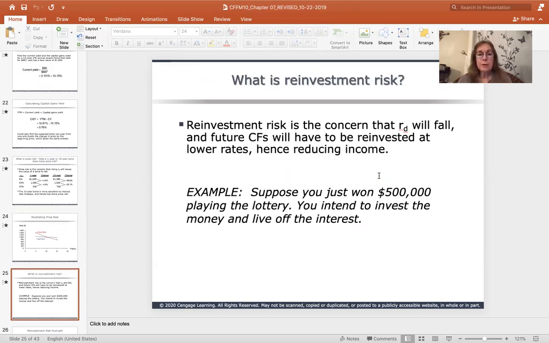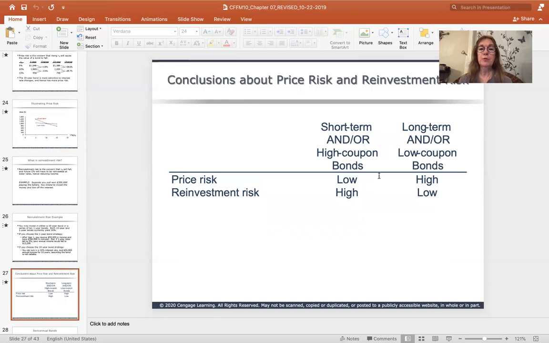Now, there are a couple types of risk with bonds. One of the risks is called reinvestment risk. That is the fact that if interest rates fall and the bond is called in or it matures, you have to reinvest that money in another bond that's paying a lower interest rate. That's reinvestment risk. The other type of risk with the bond is price risk. Price risk is the risk that if interest rates are going up, bond prices fall.